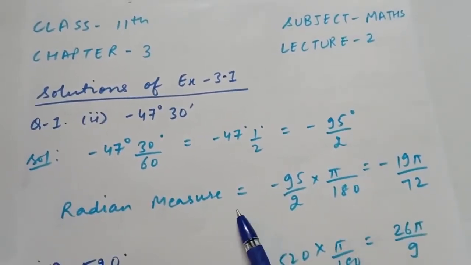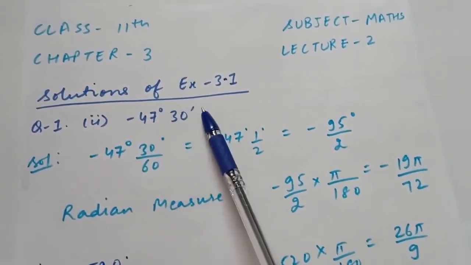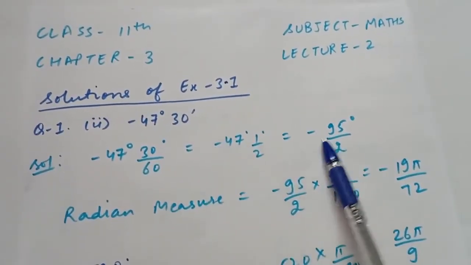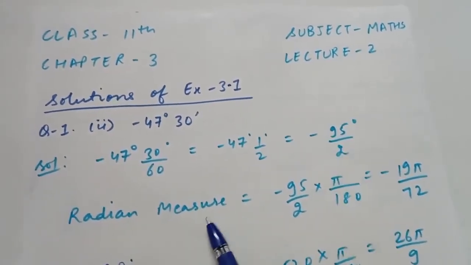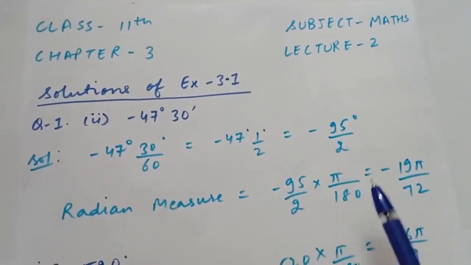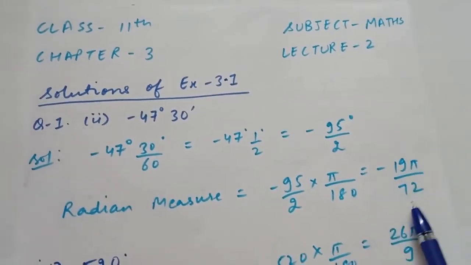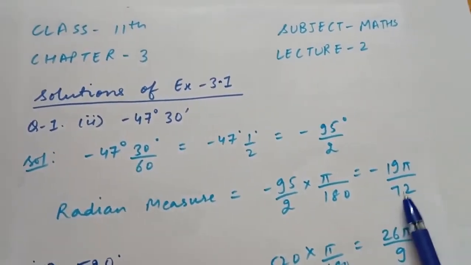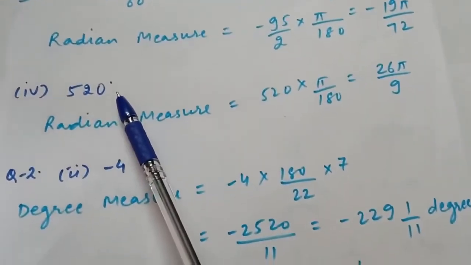So the radian measure is, first of all, because this is given in degree and minutes, so we have converted this into degrees. Now we will change it into radian measure. So to change into radian measure, we have to multiply it with pi by 180. So the answer will be minus 19 pi by 72 radians. Clear?